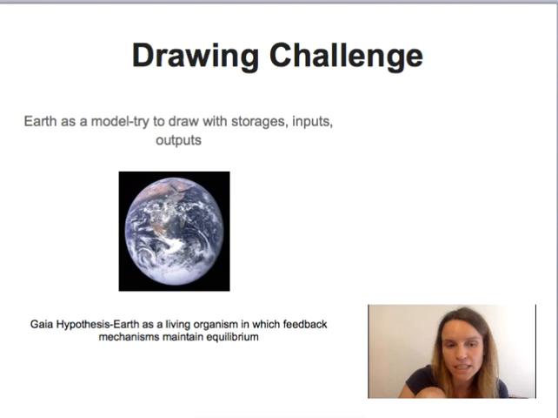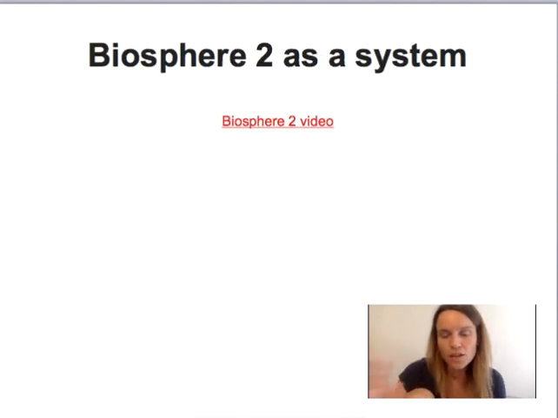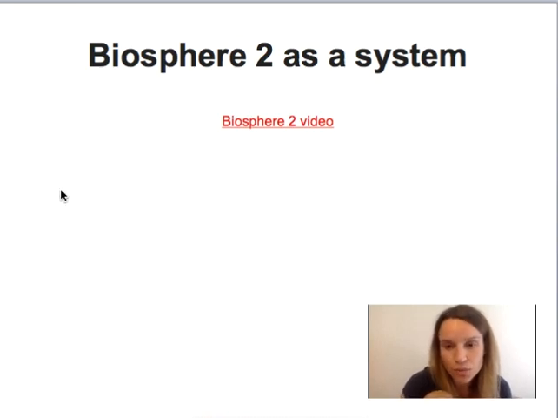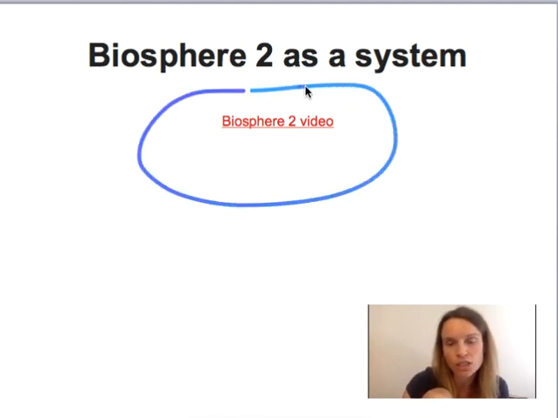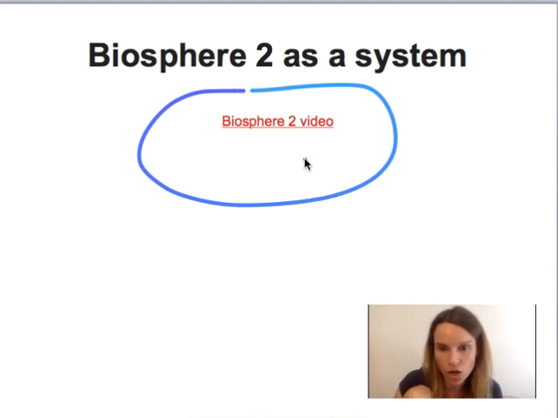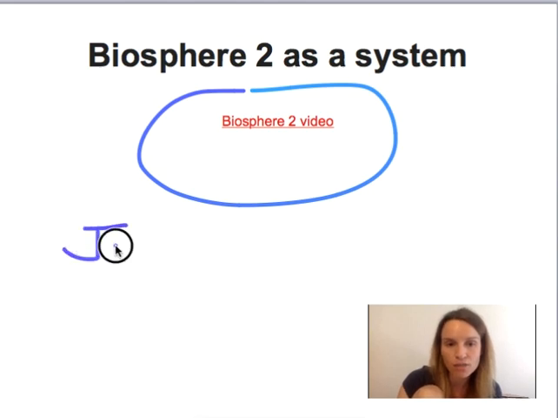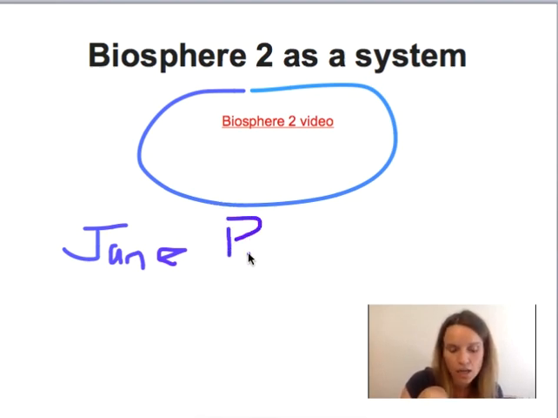So if this is a drawing design model, the idea of Earth as a model has been important enough that scientists actually tried to recreate a physical model, a Biosphere 2 model of a functioning ecosystem in the desert in Arizona. That functioning ecosystem was called Biosphere 2. This should link to a TED Talk video on your PowerPoint by one of the scientists that was involved in the Biosphere 2 project. If that doesn't link, you can look her up. She gave a great TED Talk. Her name is Jane Pointer.